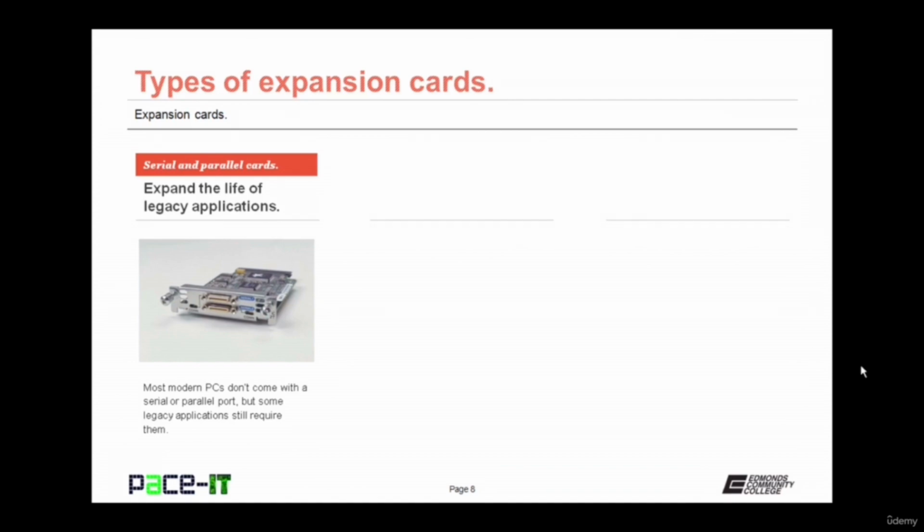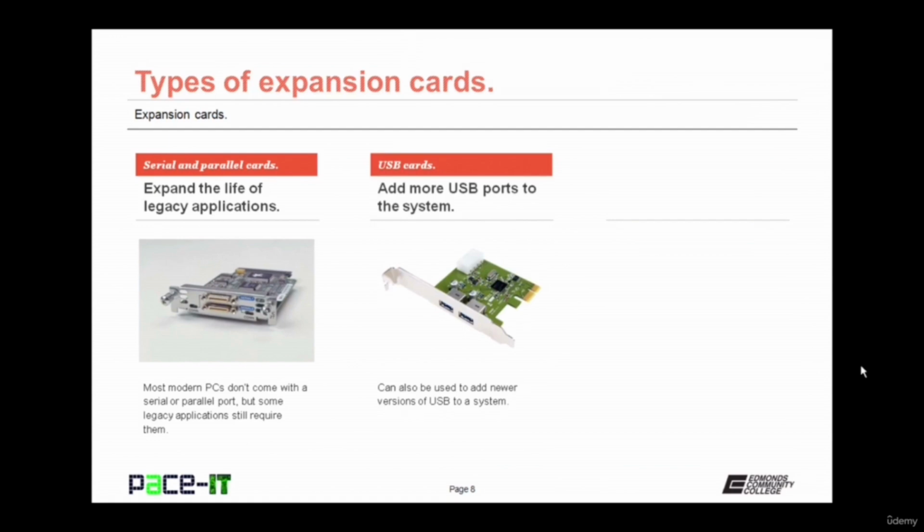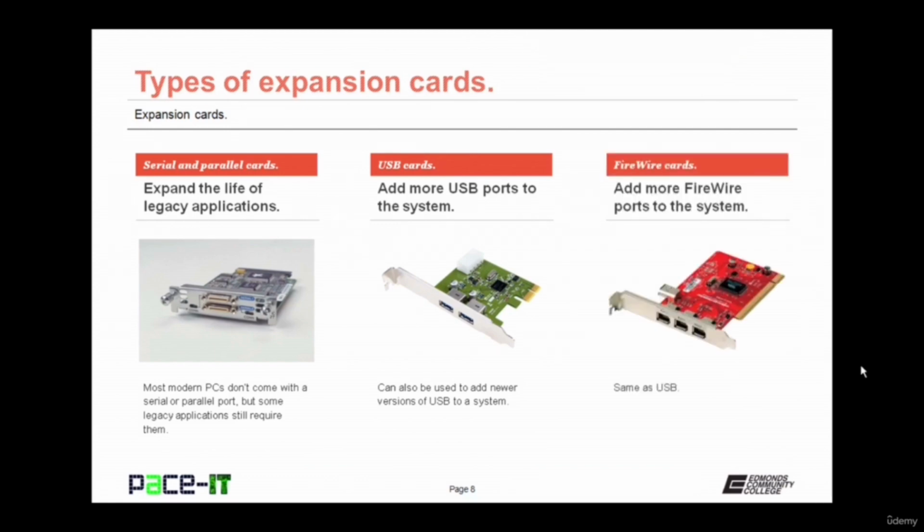You can add an expansion card that has a serial and/or parallel port to your system. There are USB cards. You can add more USB ports to your system. You can also add newer versions of USB by using an expansion card. It's the same kind of situation with a FireWire card. You can add more FireWire to your system or just add FireWire to your system. And by installing an expansion card, you can update your system.